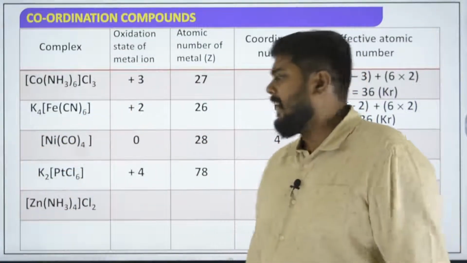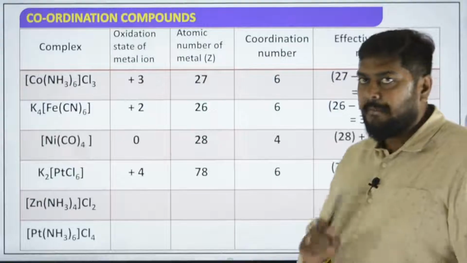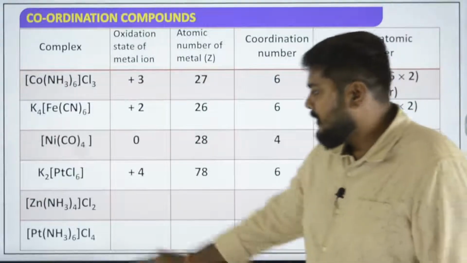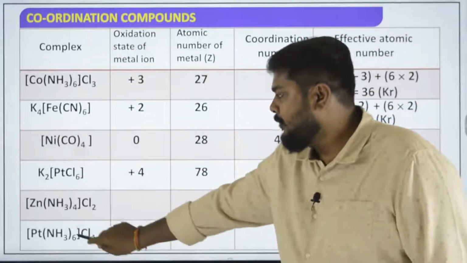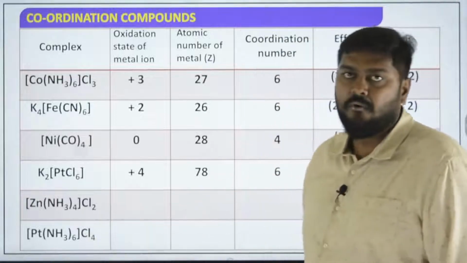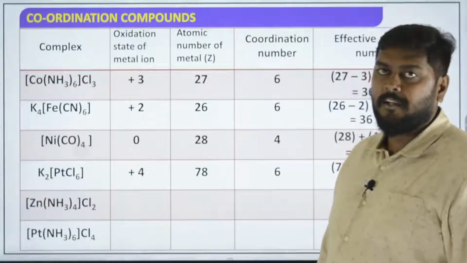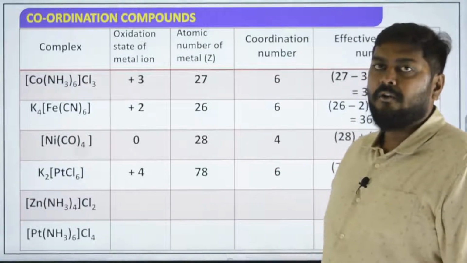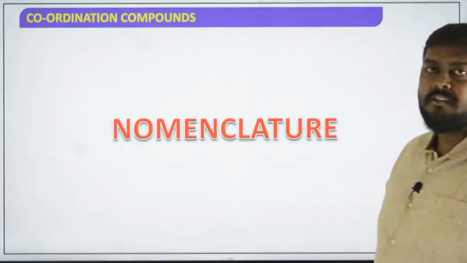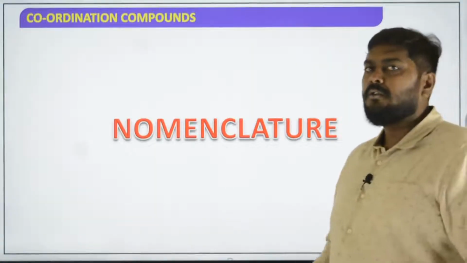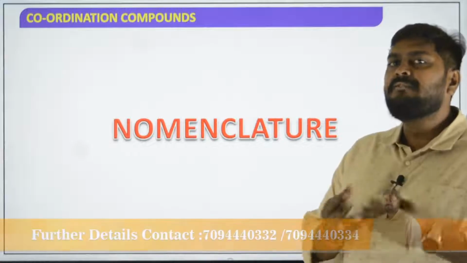For your practice, I have given you 2 complexes. உங்களுடைய practiceக்கு I have given you 2 complexes, Zn NH34Cl2 and Pt NH36Cl4. You have to try these 2 complexes and get your answers, right? Next one is nomenclature, right? So for a complex we will give some name, right?